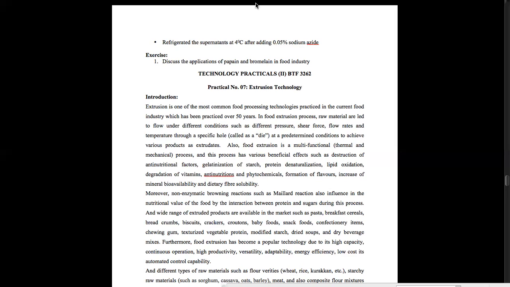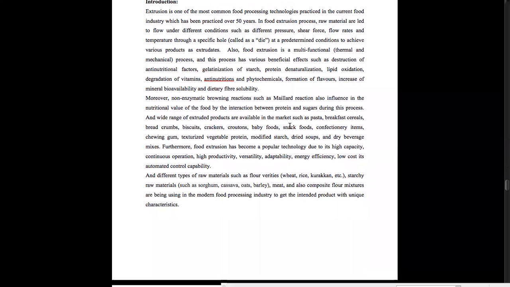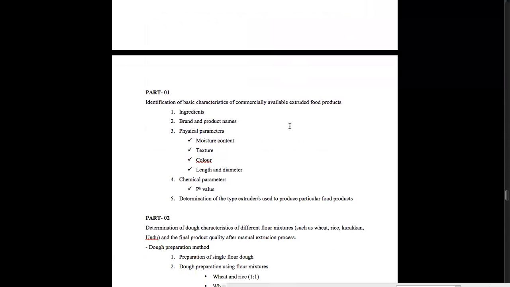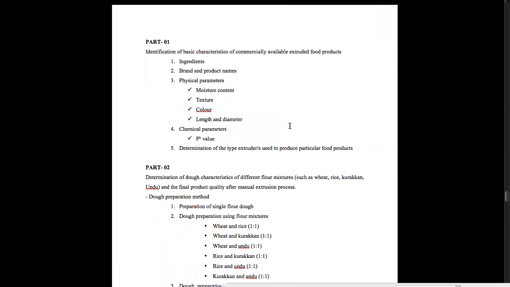I hope that you can remember these things. After the product is extruded, there are some steps such as flavoring, frying and coloring. You can do these processes adjacent to the extrusion process. So in this practical, you can read the introduction part here, and in part 1 we are going to identify the basic characteristics of products which are commonly available in the market.